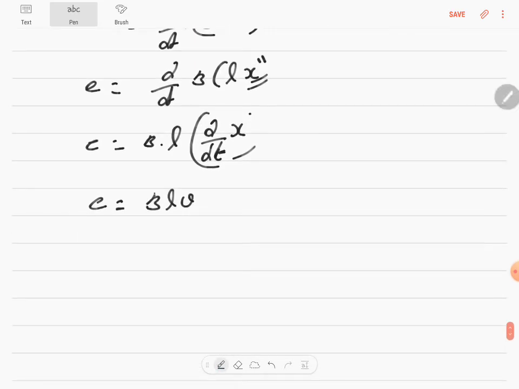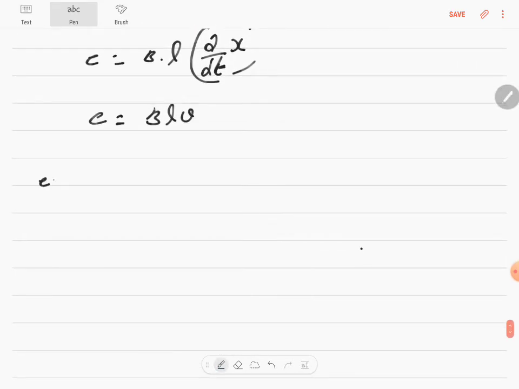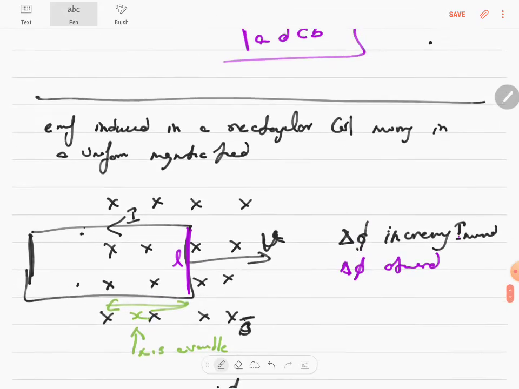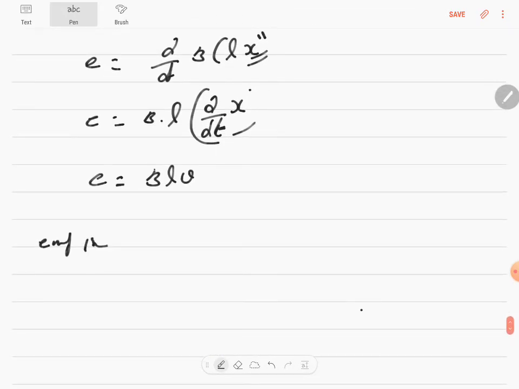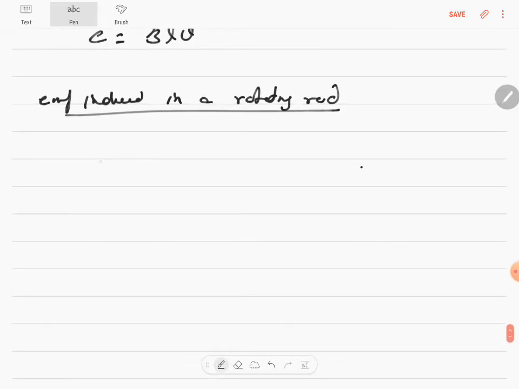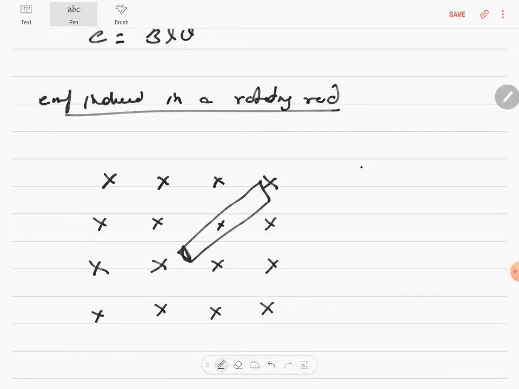Next is the EMF induced in a rotating rod. Supposing you have a uniform magnetic field pointing inward. A cross is always pointing inward and a dot is pointing outward. Then you have a rod. Can you imagine a rod which is fixed here and is getting rotated like that?